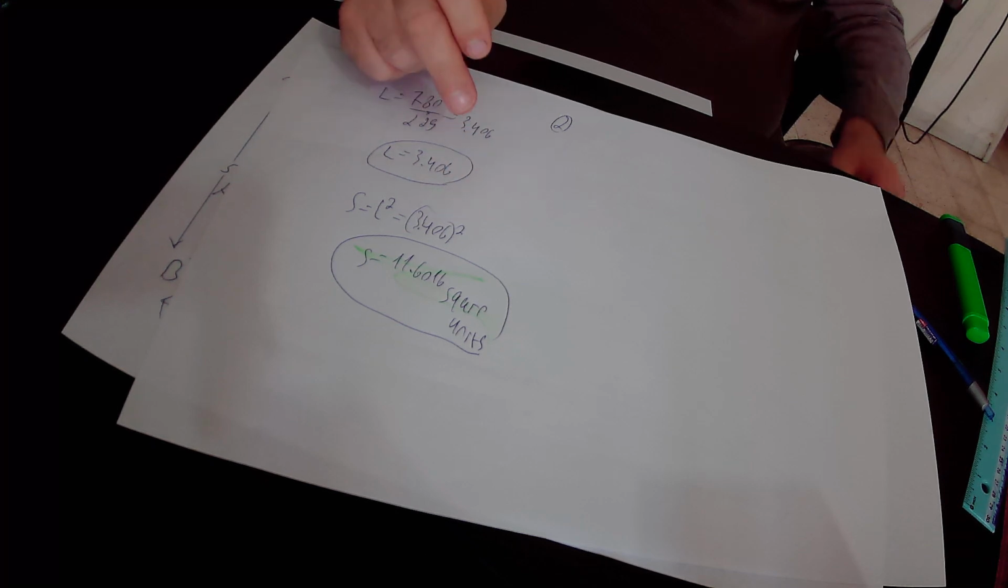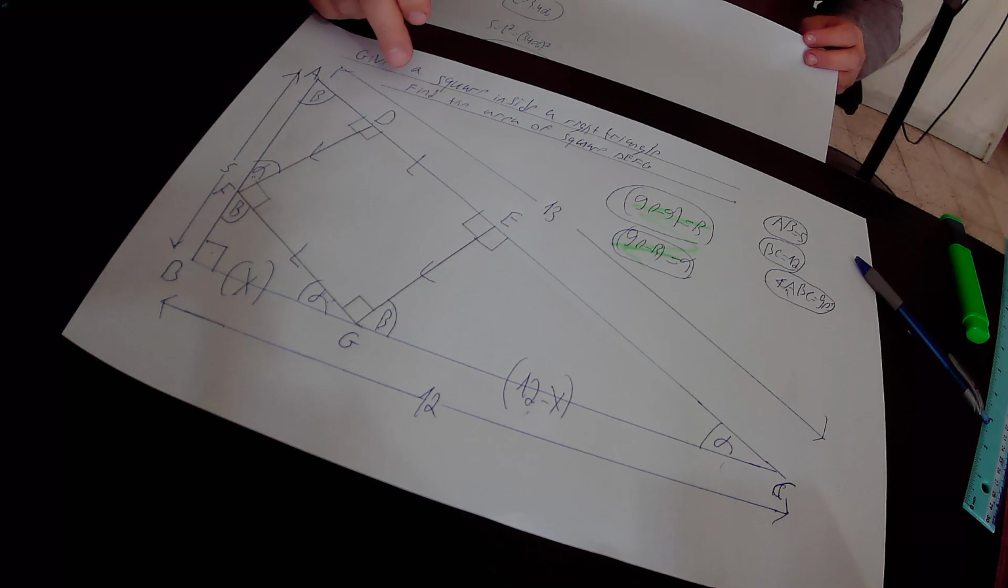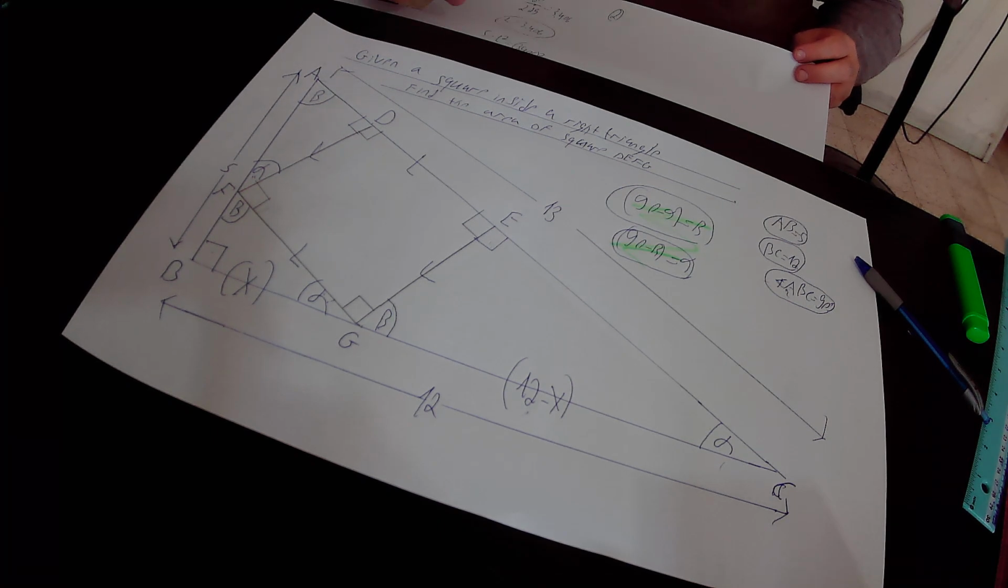In conclusion, the area of this square DEFG is equal to 11.6016 square units. Okay, thank you very much.